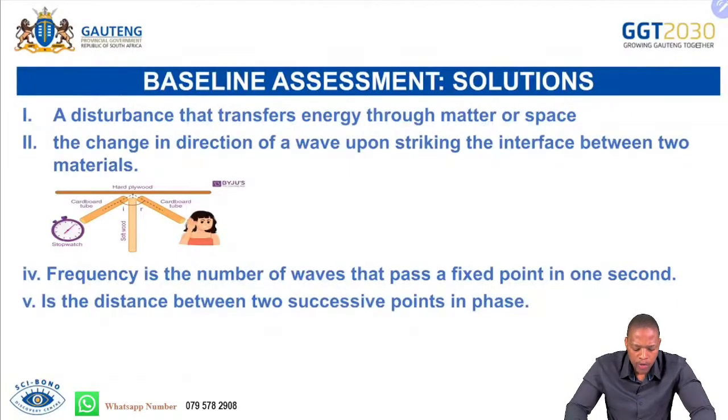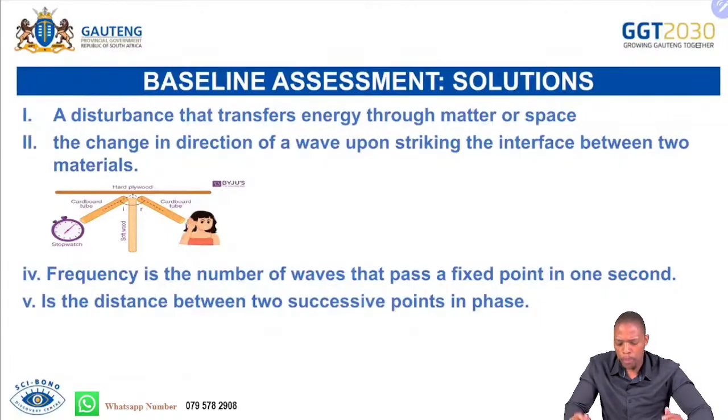A wave is a disturbance that transfers energy through matter or space. The next answer: reflection is the change in direction of a wave upon striking the interface between two materials. The change in direction of a wave upon striking the interface between two materials.